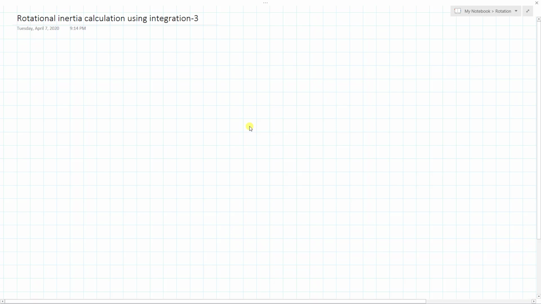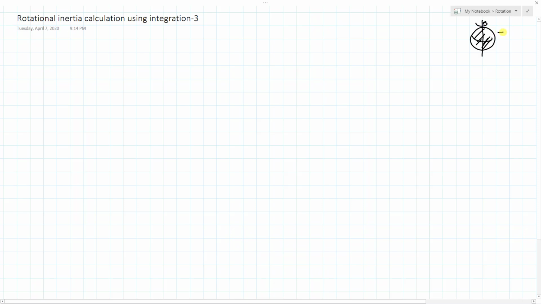Hello, this is my third video on rotational inertia calculation using integration. So this one's so far the most complicated one, and also happens to be 3D. So we know this from a past discussion. Let's draw this on the far right side just as a reference. So we have a solid sphere rotating around its symmetrical axis.